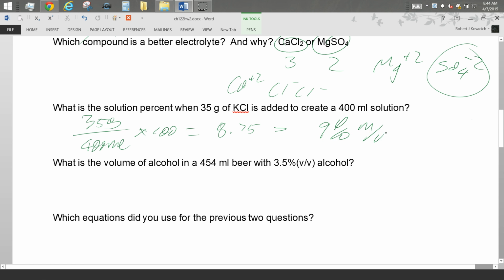9% mass to volume? Why is it 9, not 8.8? There's only one sig fig right there on the 400. The mass, volume, so we need to specify that. Yeah. If it's not specified, you don't know what they used, and it almost never matters, but sometimes does.